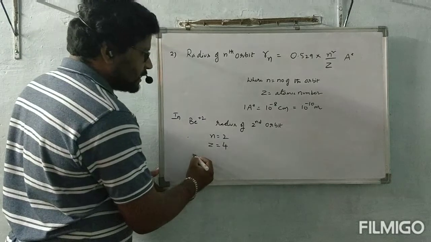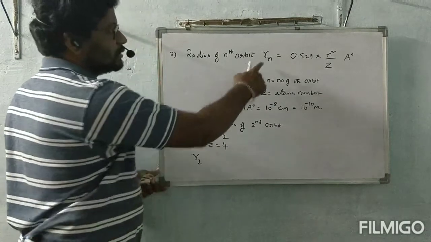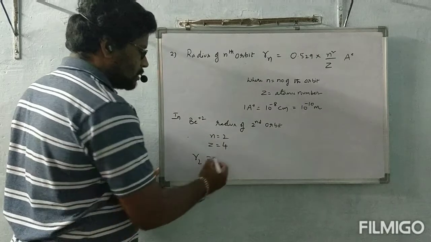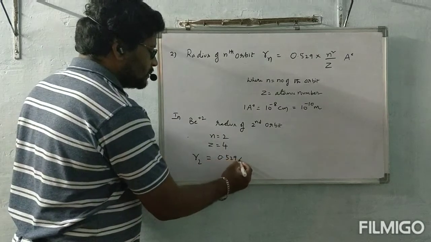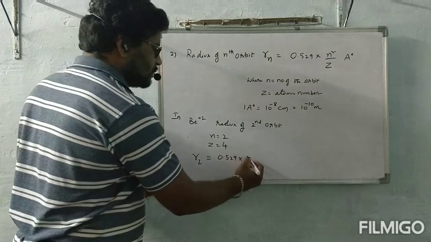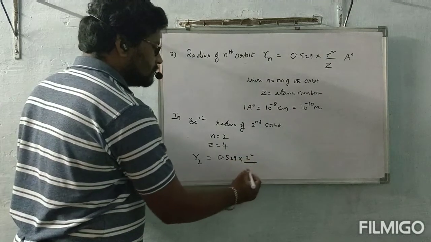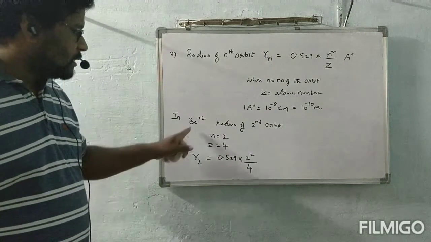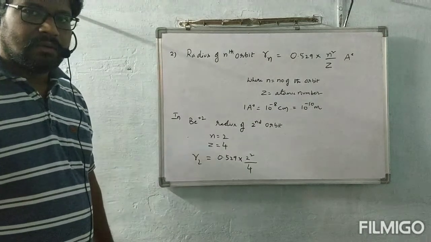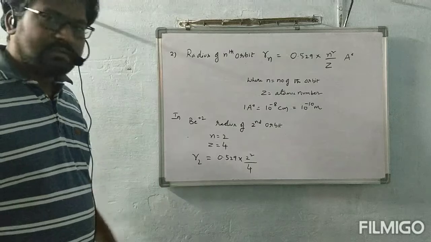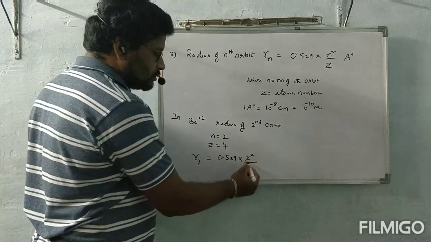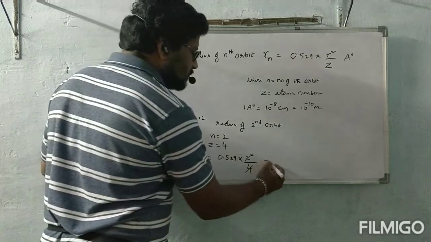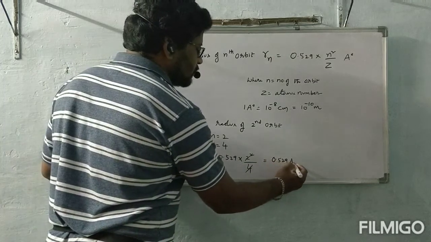We have to find the radius of the second orbit, that means R2 only. R2 is equal to 0.529 into n square, 2 square, divided by the z value 4. Hydrogen, helium, lithium, beryllium. Beryllium atomic number is 4. Now substitute these values: 2 square by 4. 2 square means 4 only. 4 got cancelled. We are left with 0.529 angstroms.